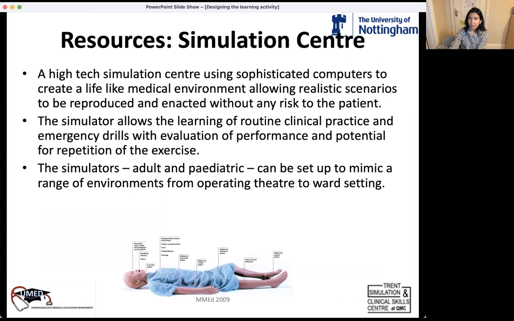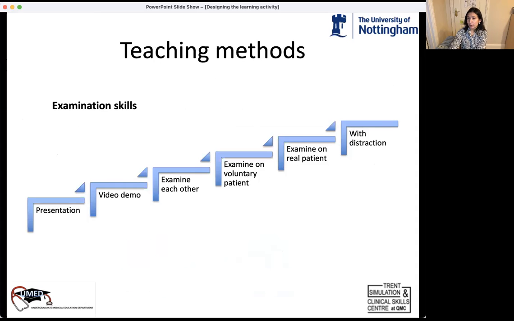Having said that, the best way to teach is doing things in the real world. But it is not fair on the patient and students to do the procedure and examination skills on a real patient for the first time. We should teach our students in a stepwise approach.